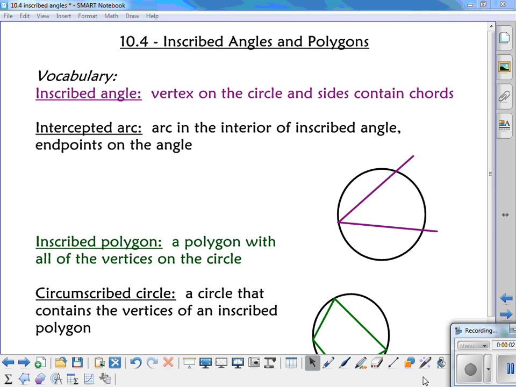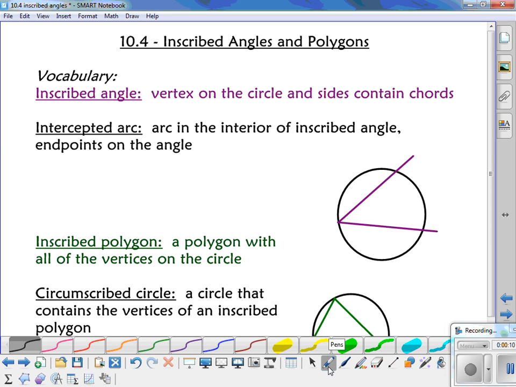Alright, in this video we'll be talking about inscribed angles and polygons. So first of all, let's cover some vocabulary. An inscribed angle is an angle with a vertex on the circle and the sides both contain chords.